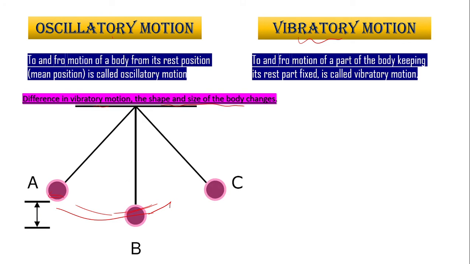The other example would be a pendulum swinging. That would be an example of oscillatory motion. Here also nothing is happening to the bob of the pendulum.